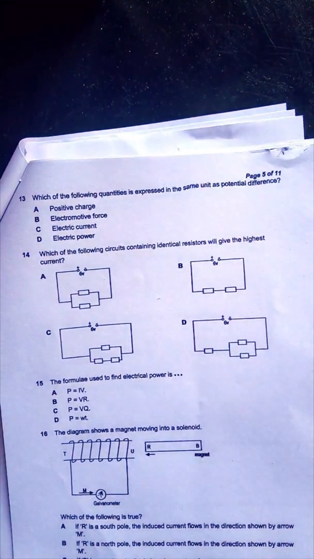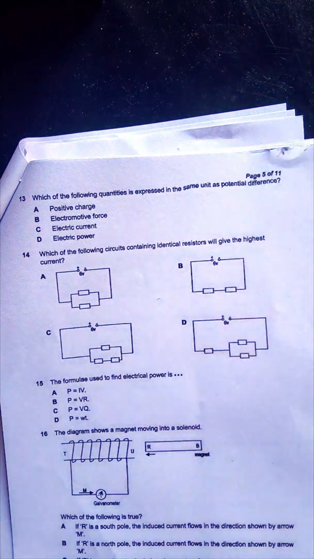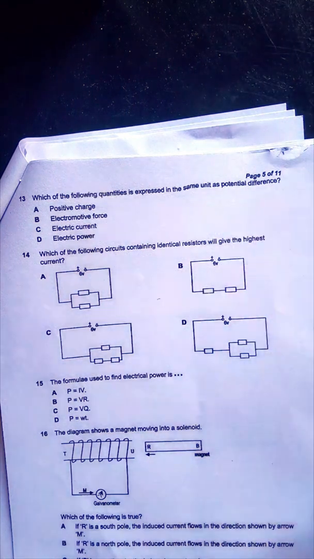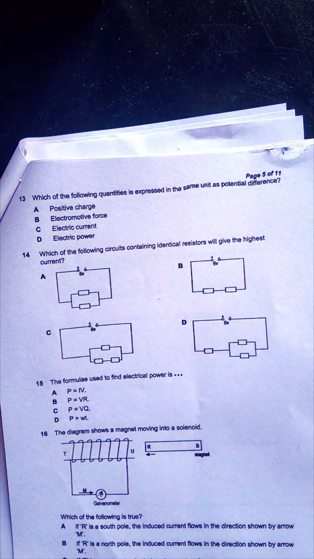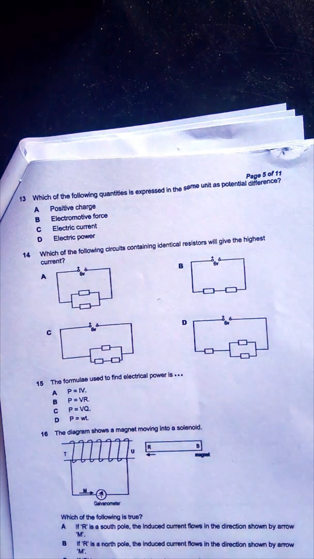Question 13 says, which of the following quantities is expressed in the same unit as potential difference? When you're talking of electricity, you're talking of potential difference, PD, which is measured in volts. Let's look at the options: positive charge, electromotive force, electric current, electric power. Electric power is given in watts, electric current is given in amps, positive charge is a positive charge, but electromotive force has the same units as the potential difference, which are volts. So our answer for question 13 is B, which is electromotive force.